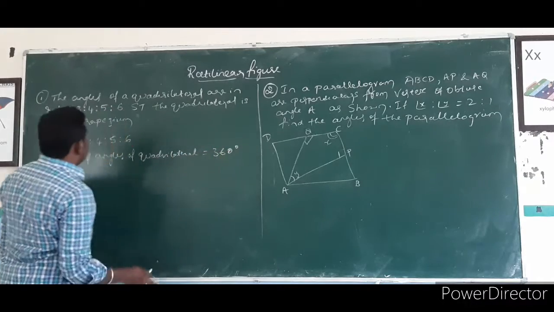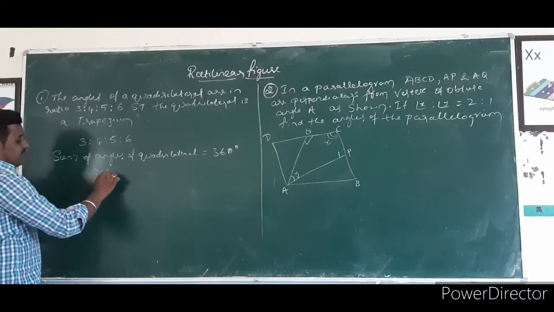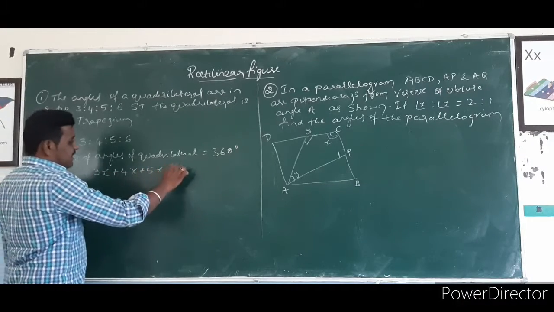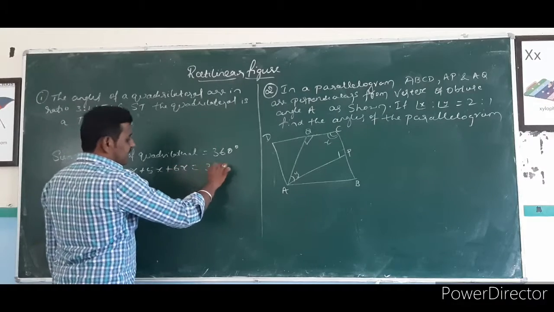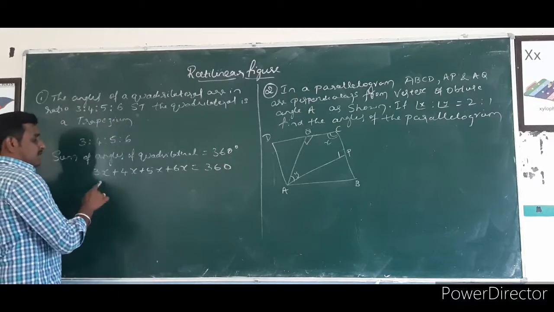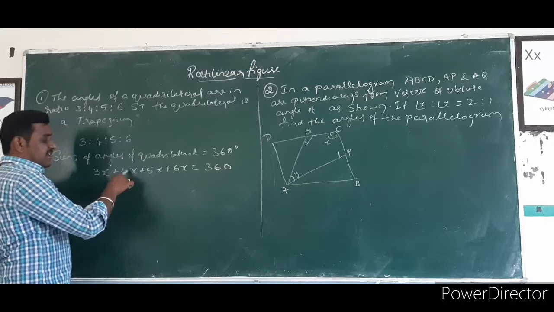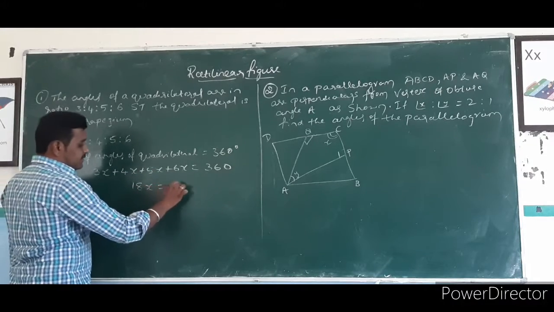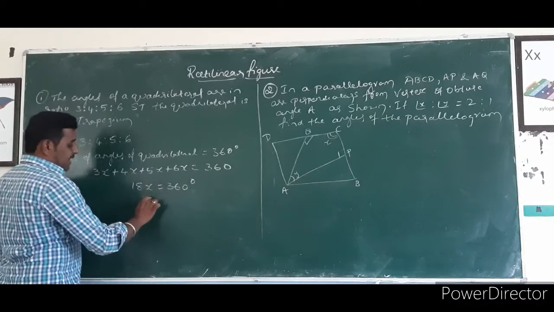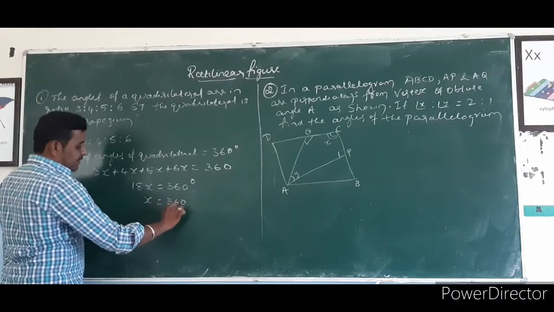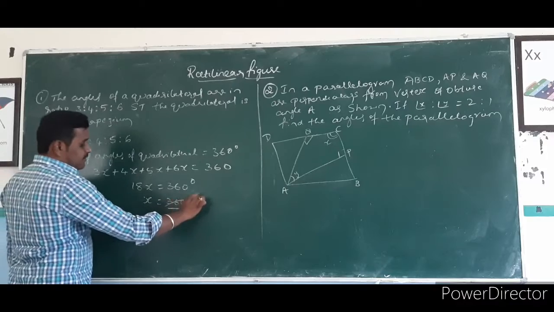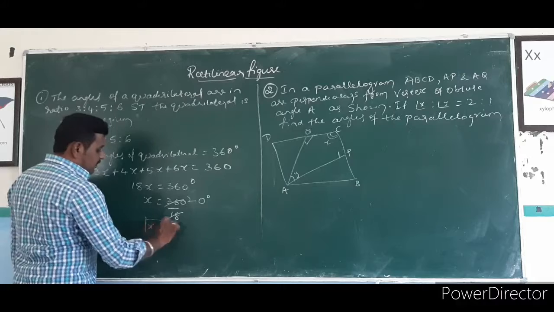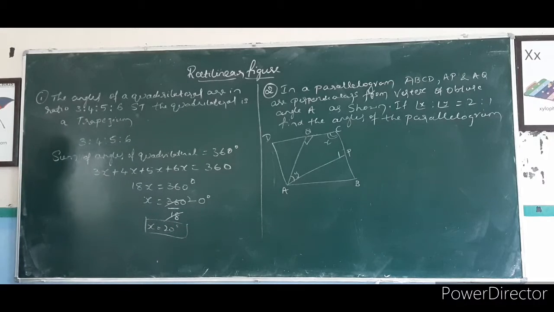We know the ratio. Next you can say 3x plus 4x plus 5x plus 6x is equal to 360. Next, 3 plus 4 is 7, 7 plus 5 is 12, 12 plus 6 is 18. So 18x is equal to 360 degrees. x is equal to 360 degrees divided by 18. So what is the value of x? 20.